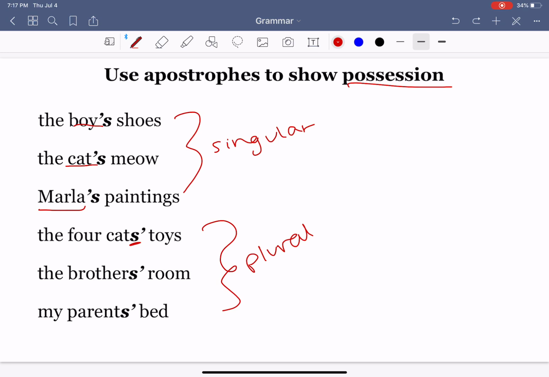So when it's singular, you just do apostrophe S. When it's plural and the word ends in S, you keep the S and then just add an apostrophe. You don't have to do another S. You don't have to do apostrophe S. You just do S apostrophe.